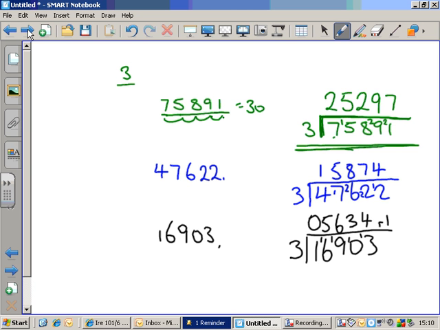Let's do the same thing with the next number. 4 and 7 is 11. 11 and 6, 17. Plus 2, 19. Plus 2, 21. So those digits add up to 21.